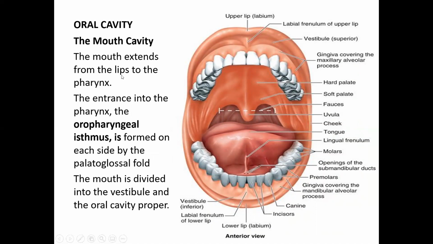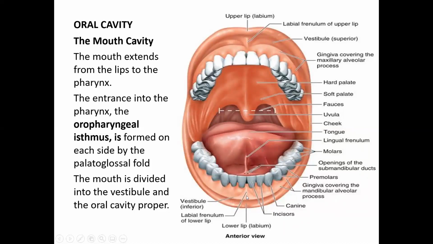So you can see here, this is the oral cavity proper, and this is the vestibule. So the oral cavity itself is divided into two parts. This is the oral cavity proper, and this is the oral vestibule. The oral vestibule is a slit-like space which is bounded by the teeth and the lips, and laterally by the cheeks.